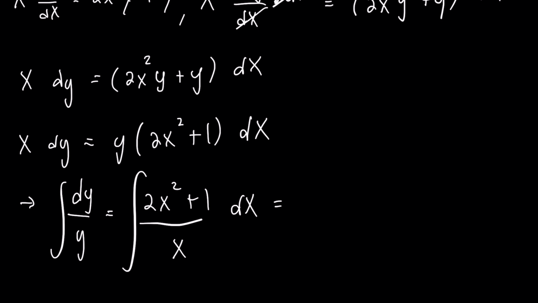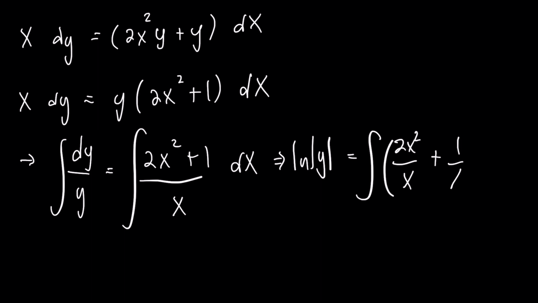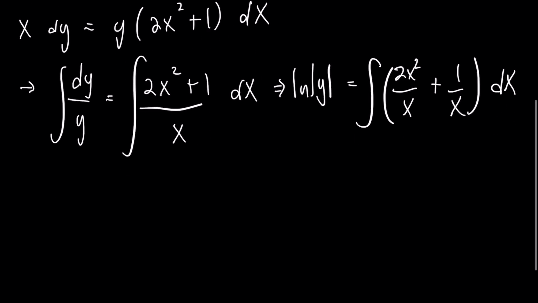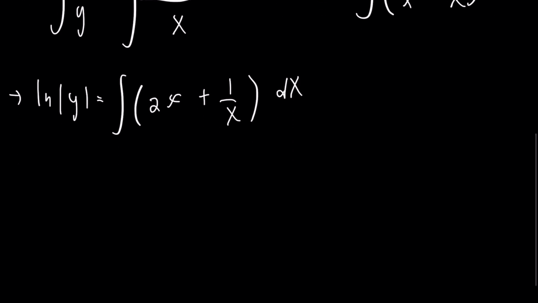The integral of 1 over y dy is the natural log of y. And this integral, we have to do some more work. We could think of it as the integral of 2x squared divided by x plus 1 over x dx by separating that monomial. So we have the natural log of y is the integral of 2x plus 1 over x dx. And these are pretty standard integrals.